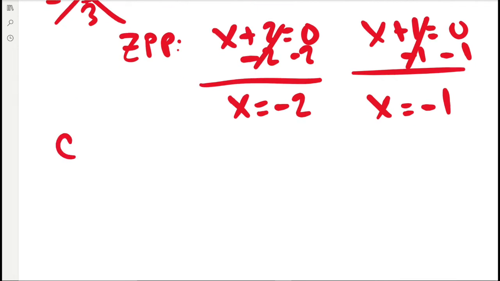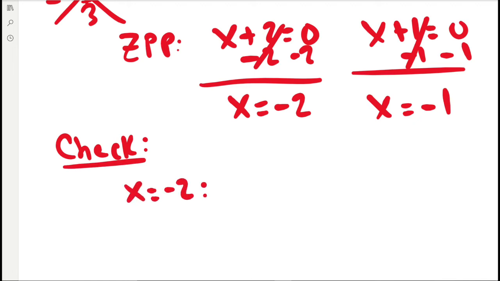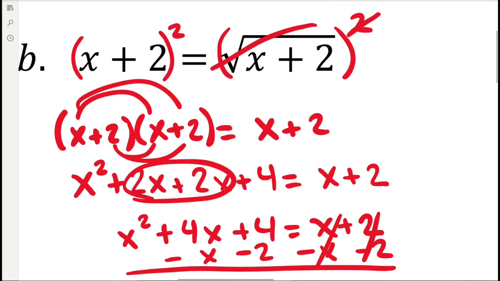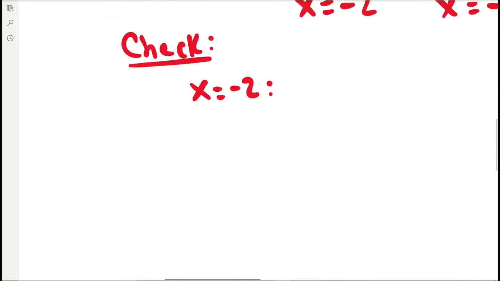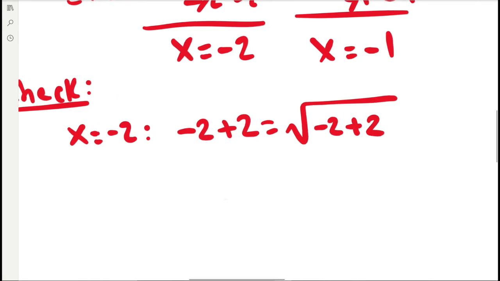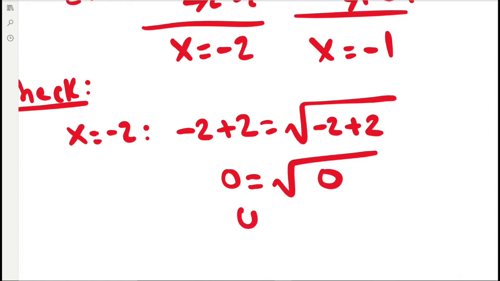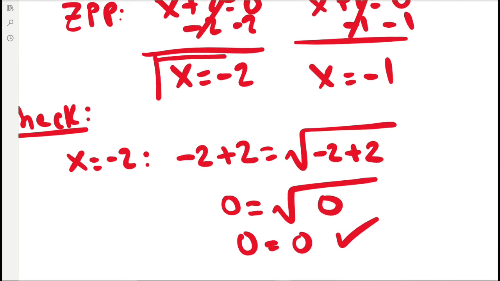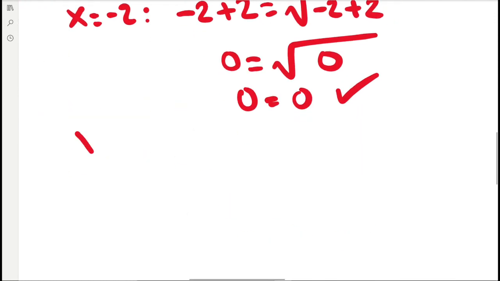So we're going to check our solutions here. So let's check x equals -2 first. So we're plugging it into the original. So the original was x plus 2 equals square root x plus 2. Pretty easy to remember. So x plus 2 equals square root x plus 2. All right, so -2 plus 2 is 0. 0 equals square root of 0, which is definitely true because the square root of 0 is 0. So this is true so far. We're doing good. So let's check -1.